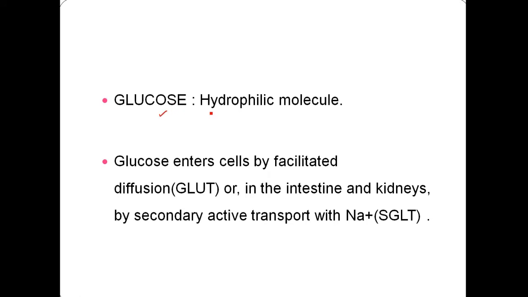But the problem is glucose is a hydrophilic molecule. That means it is a polar molecule. It cannot easily cross the lipid bilayer of the cell membrane. So it has to be transported with the help of some transporter, which is called glucose transporter. Glucose can be transported by two carriers, GLUT and SGLT. GLUT works by the process of facilitated diffusion and SGLT works by the process of secondary active transport, which is present mostly in intestine and kidney.